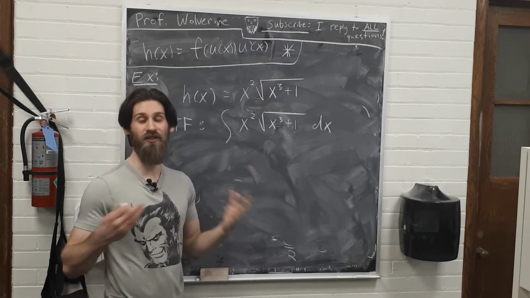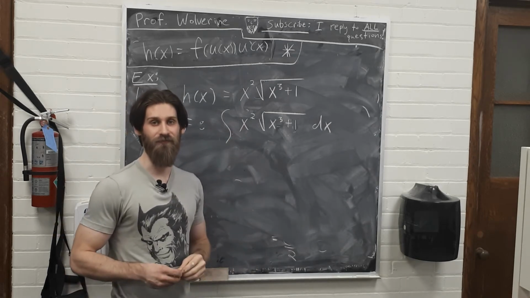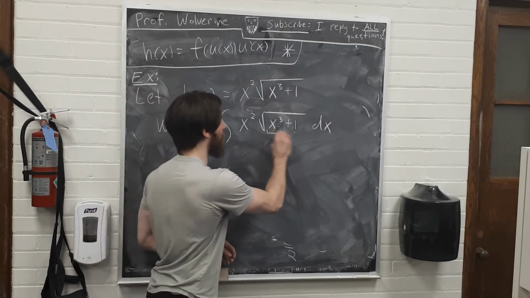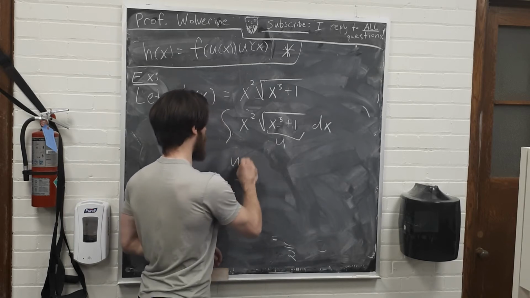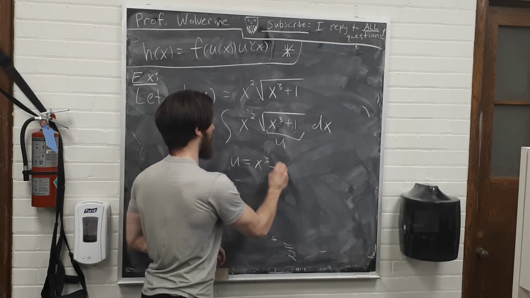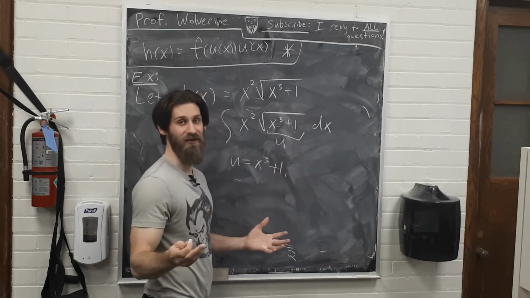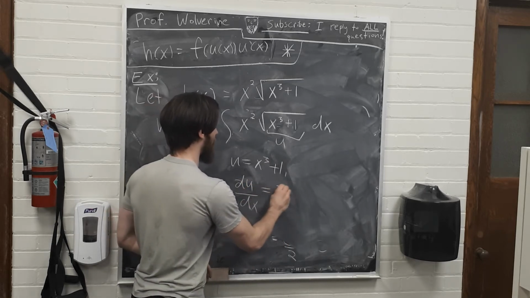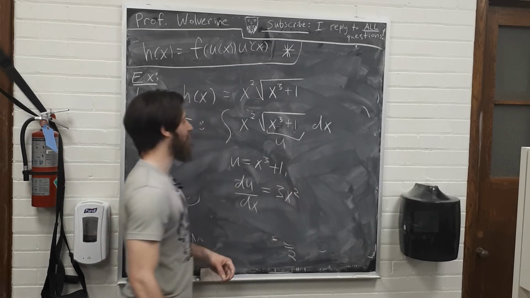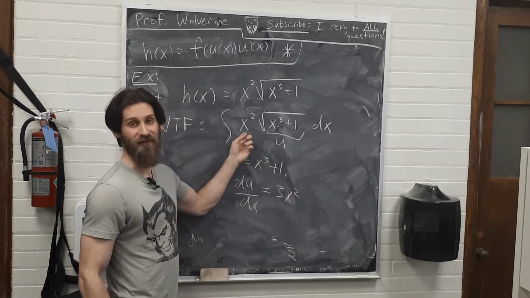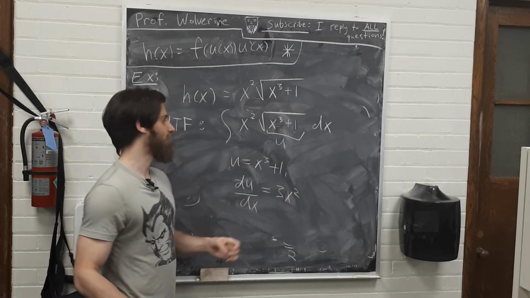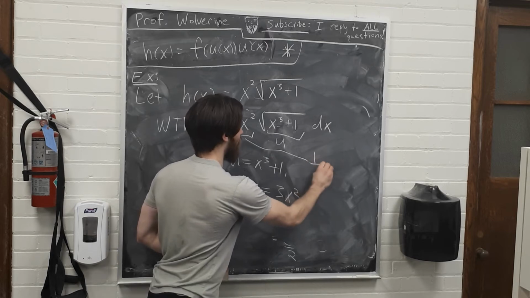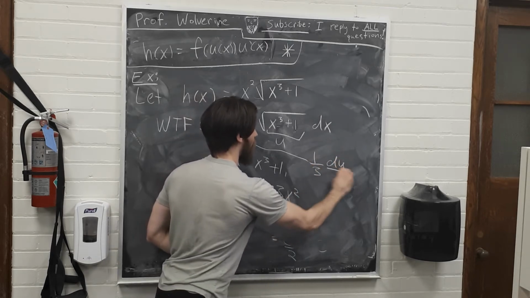Okay, so let's look at this example. So first, what should the u, or the inside function, be? So I'm going to let u be equal to this right here. So u equals x cubed plus 1. Then, what's du over dx? It's just 3x squared, right? Okay, so what does that make x squared? X squared is just 1 over 3 du over dx, right?